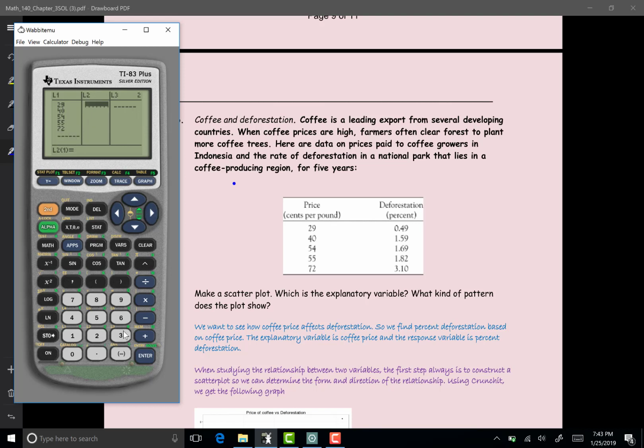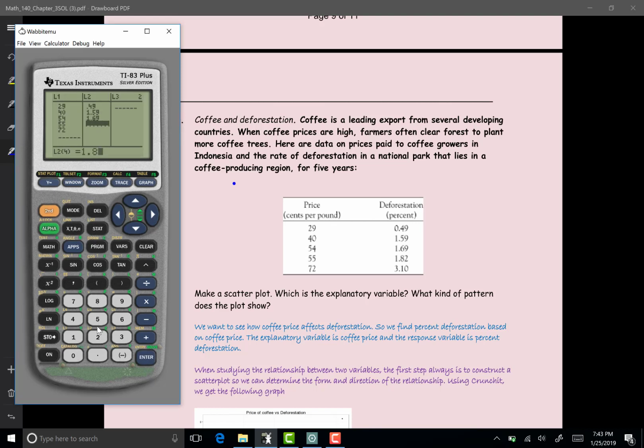Now in L2, we're going to put the percent deforestation. So we have 0.49, enter. 1.59, enter. 1.69, enter. 1.82, enter, and 3.10.